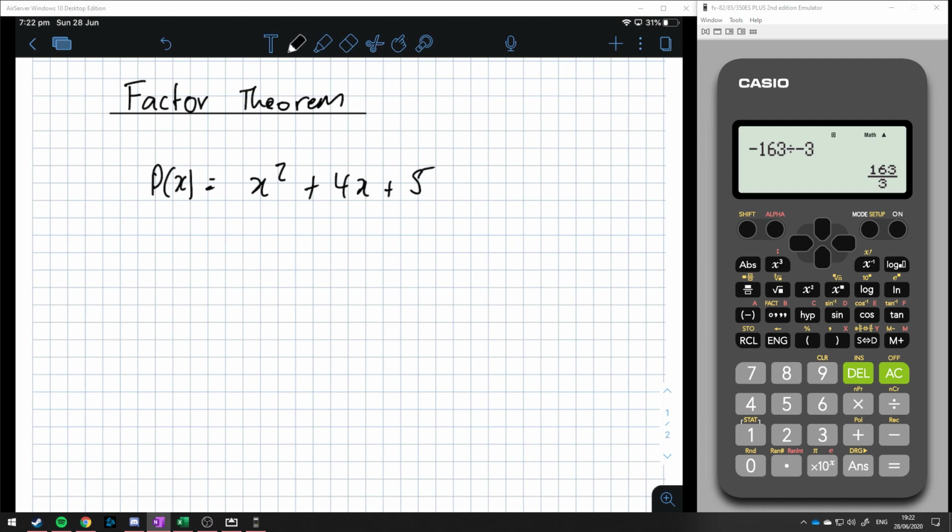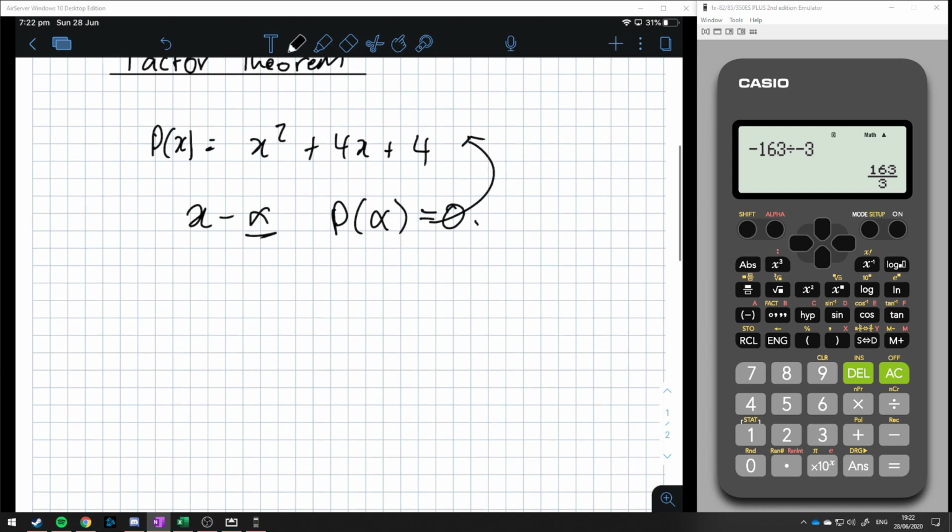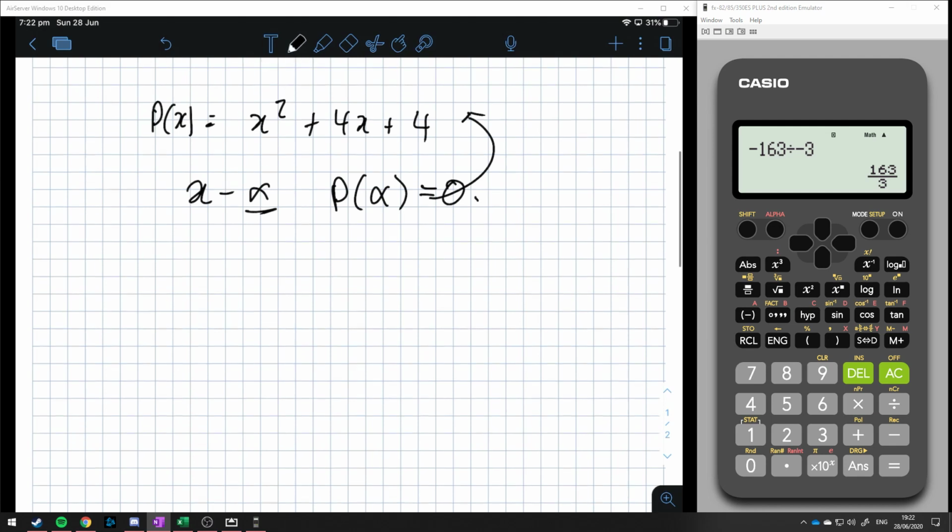Then, if we were to take some factor, actually, you know what? Let's make it even easier, something that I can actually do. X squared plus 4x plus 4, okay? Then, let's say if we wanted a factor, so let's find some factor. This is a factor if and only if I substitute this value into the polynomial and get it to be equal to 0.